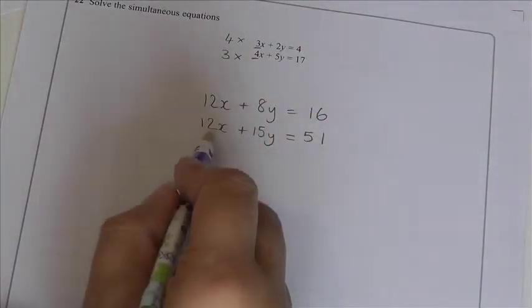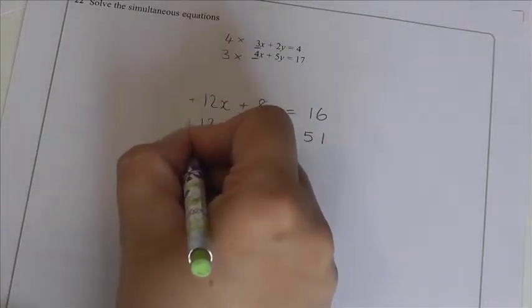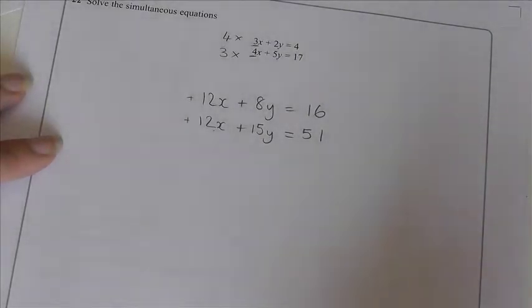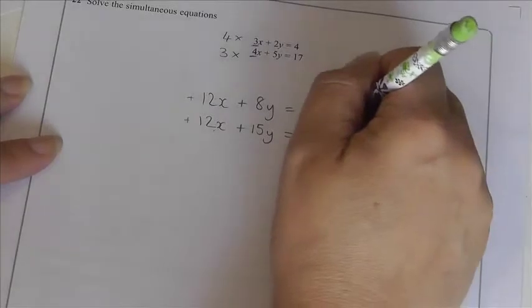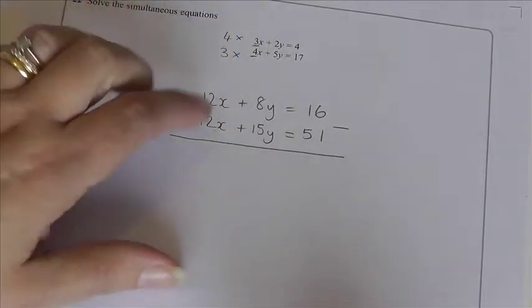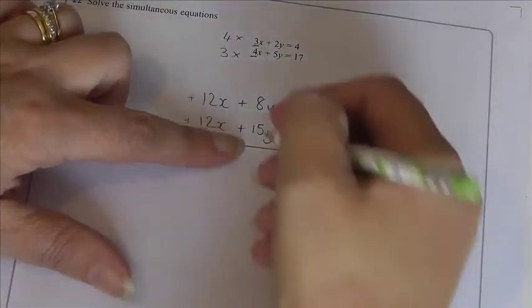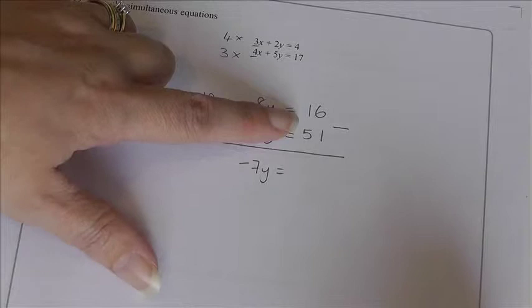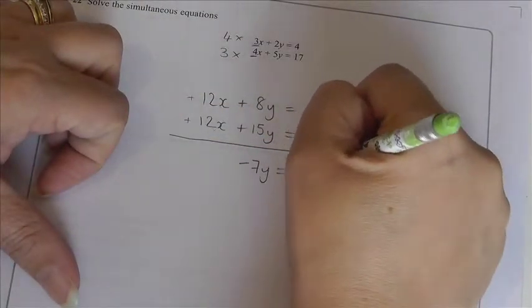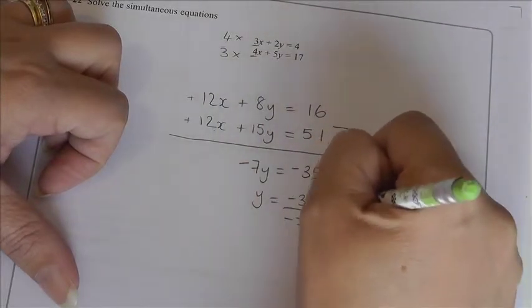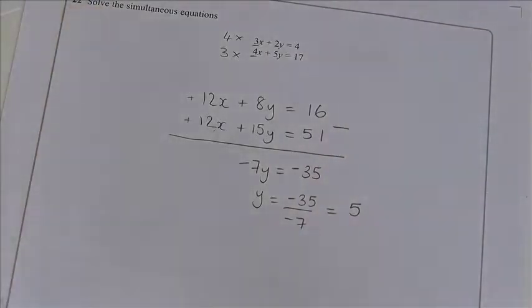Now I'm going to look at the signs on my x's, because they're the ones that are the same. They're not in there, but if they were, they would both be pluses. And then I sing the song, if the signs are the same, you subtract. So I don't need to sing anymore, because I'm going to subtract this. So the x's will just disappear. But I'm going to have 8y minus 15y, which will give me minus 7y. And on this side, I'm going to have 16 minus 51, which is going to give me minus 35. That means that y will be minus 35 divided by minus 7, which is going to give me the answer of 5. I'm going to write that in at the bottom now.